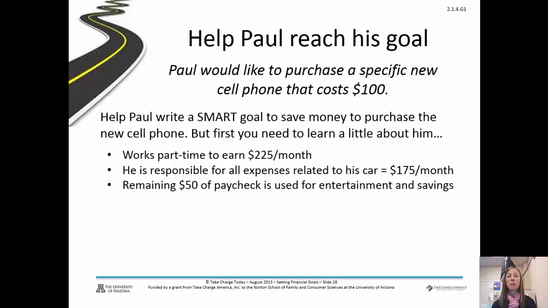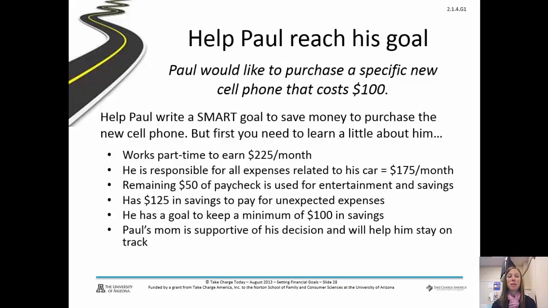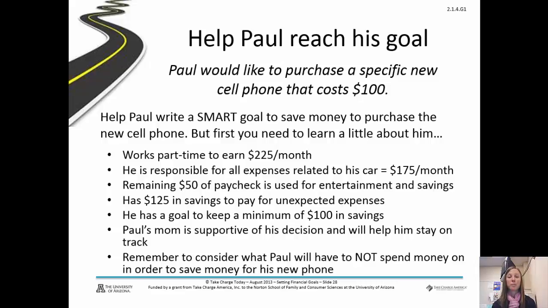The remaining $50 of his paycheck is used for entertainment and savings, and he has $125 in savings to pay for unexpected expenses. He has a goal to keep a minimum of $100 in savings. And his mom is supportive of his decision and will help him to stay on track. Remember to consider what Paul will have to not spend money on in order to save money for his new phone.